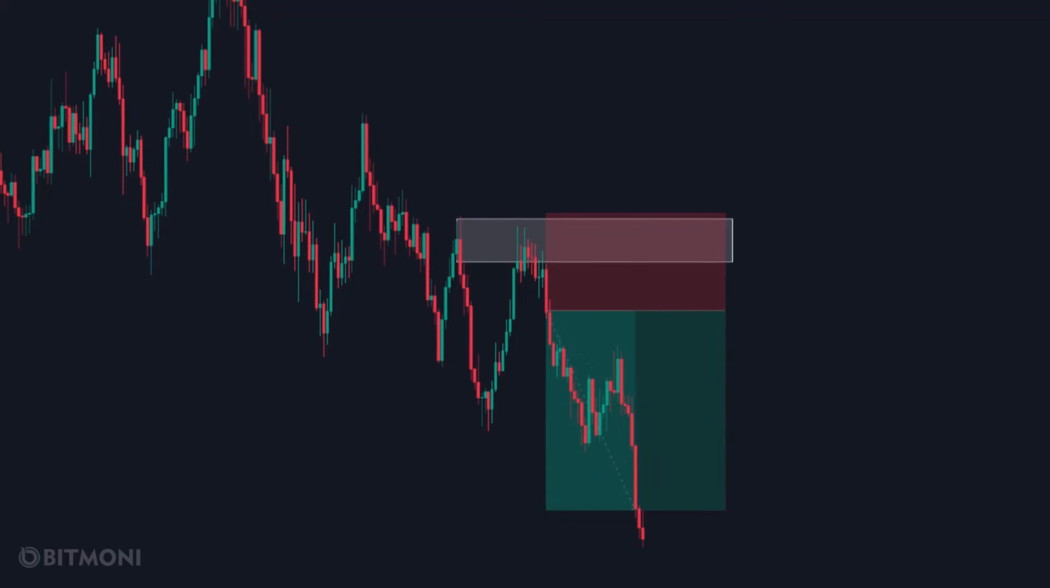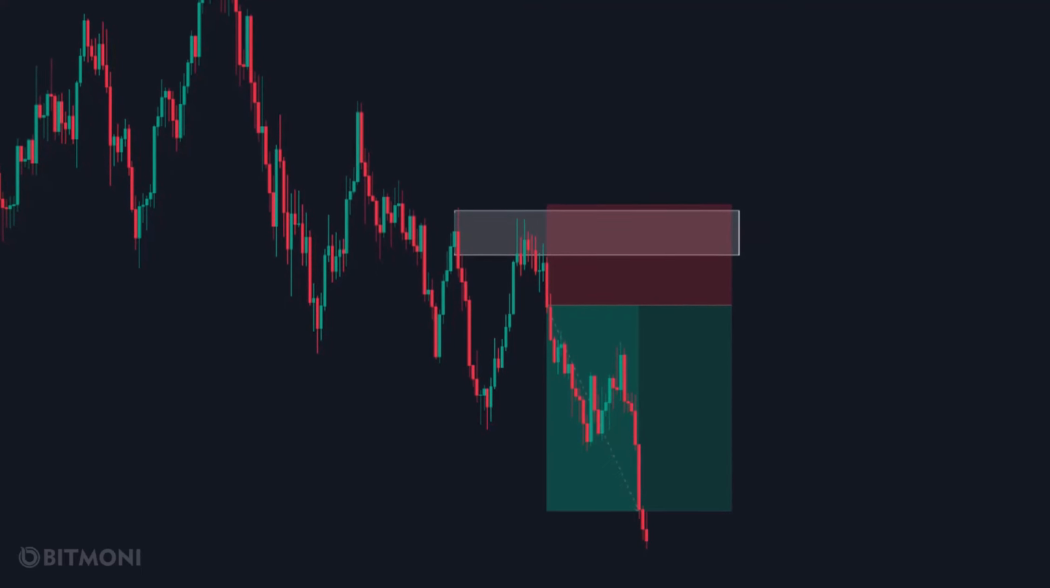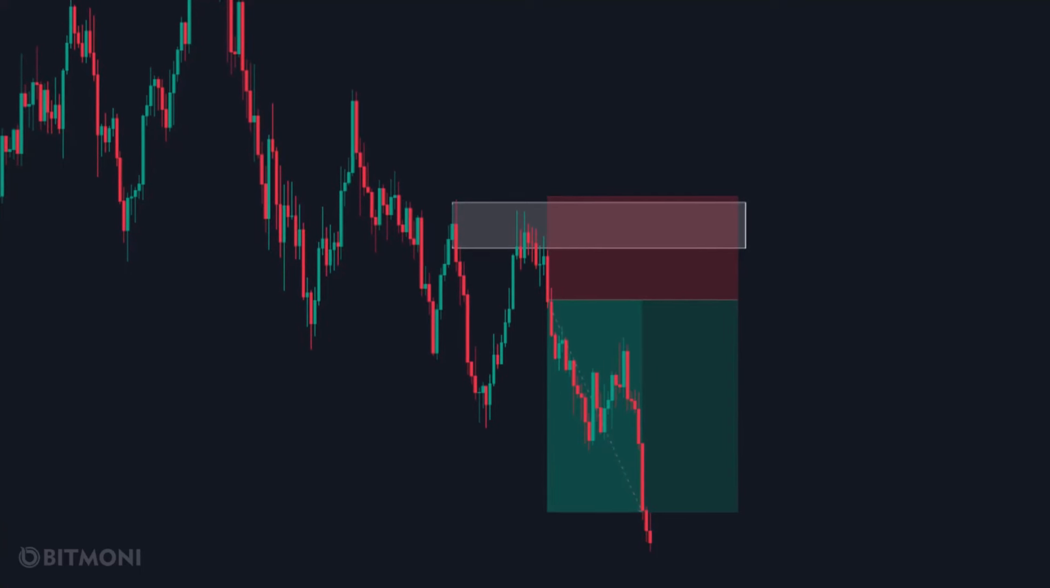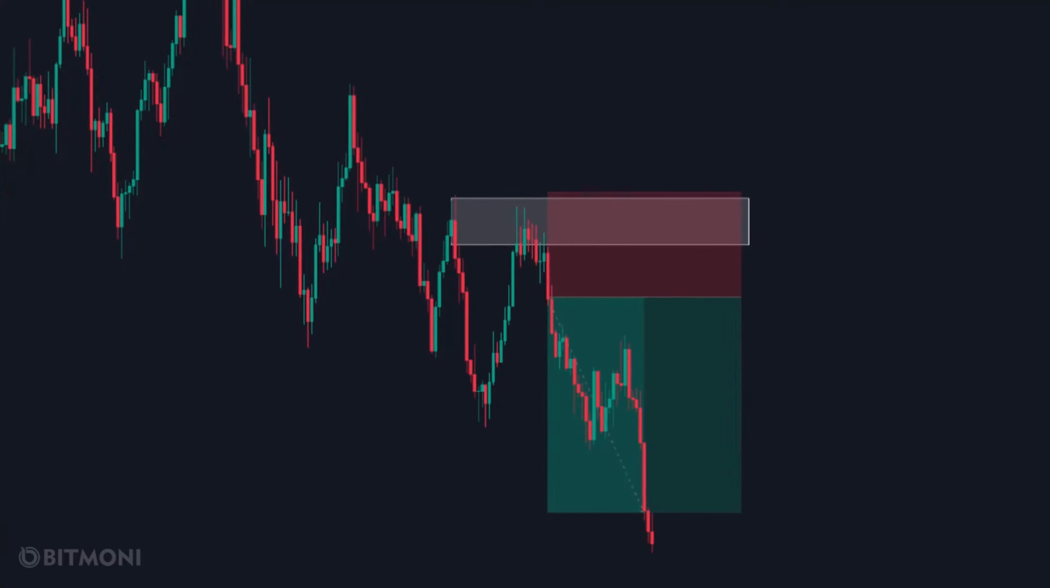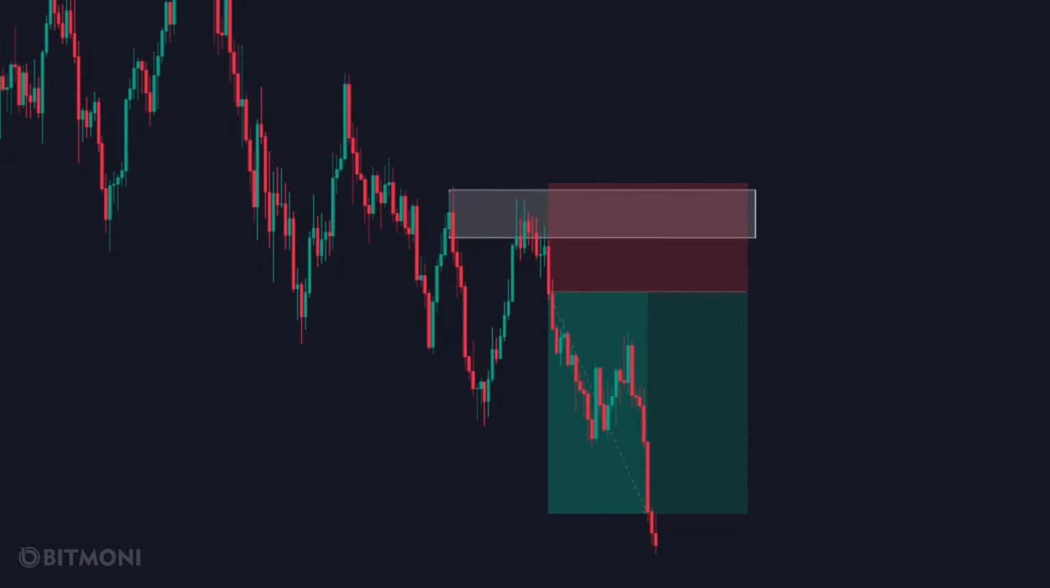So this is a simple strategy that can make you super profitable if you apply it correctly. Now that you've seen the strategy in action and how effective it can be, it's time to put it into practice. Take these steps and apply them to your charts and watch how your trading improves.